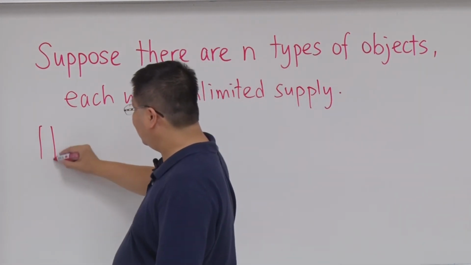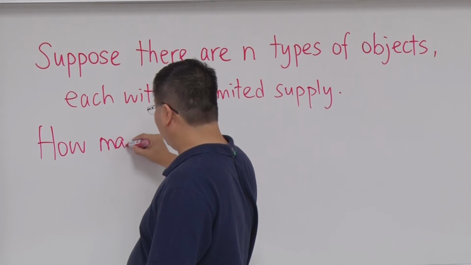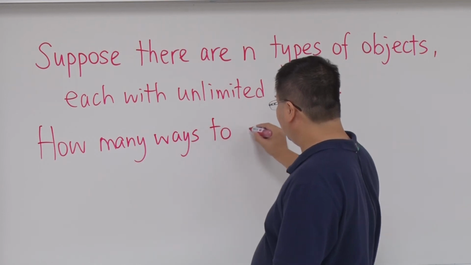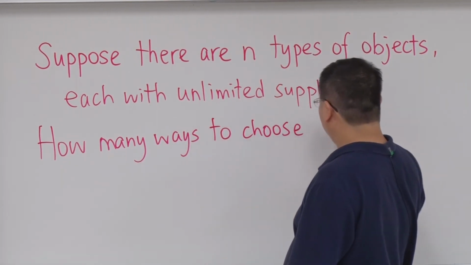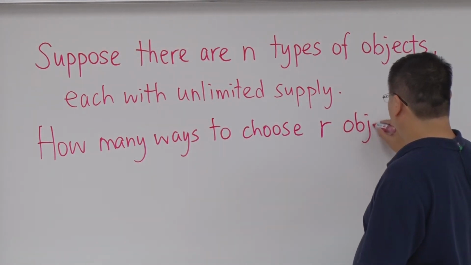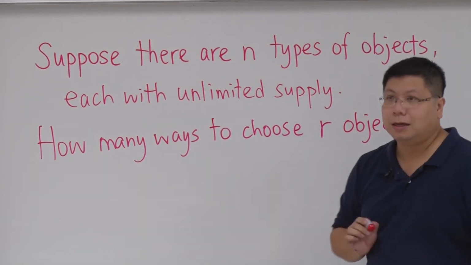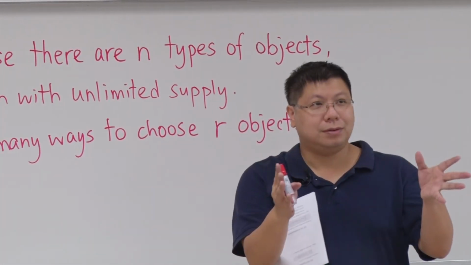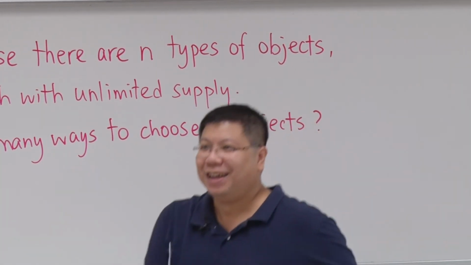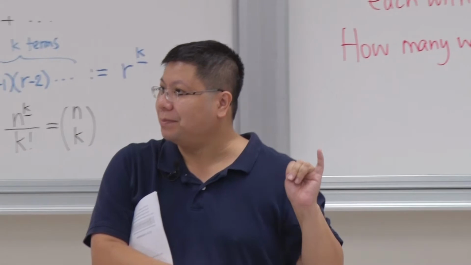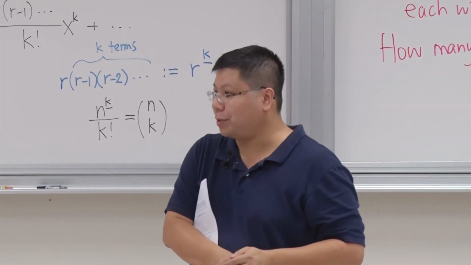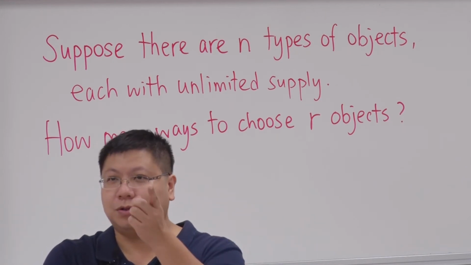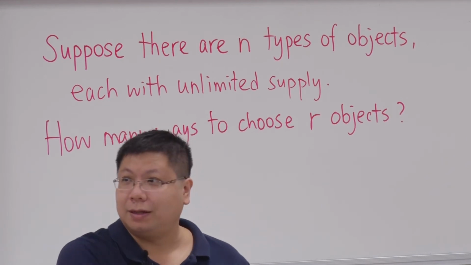How many ways are there to choose R objects? Let's say we have apples, oranges, bananas, and pears, four things, and we want to get a total of 5 objects. So I may get 2 apples and 3 oranges. This is one method. I may get 1 apple, 1 orange, 1 banana, and 2 pears. This is another way, right?